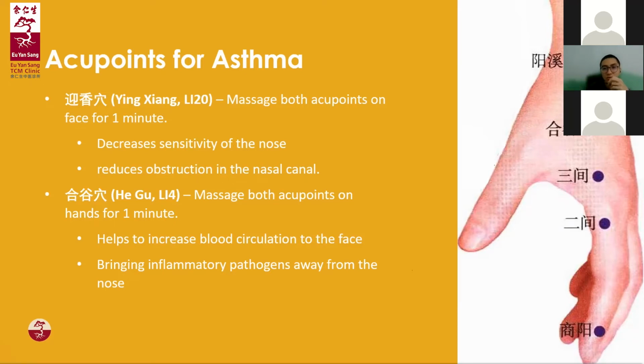So 合谷穴 is to help increase the blood circulation to the face area. We call it 面口合谷收. So the face and the mouth, and even for pain symptoms like headache, right? So use the 合谷穴, increase the circulation so as to help bring the pathogens away.